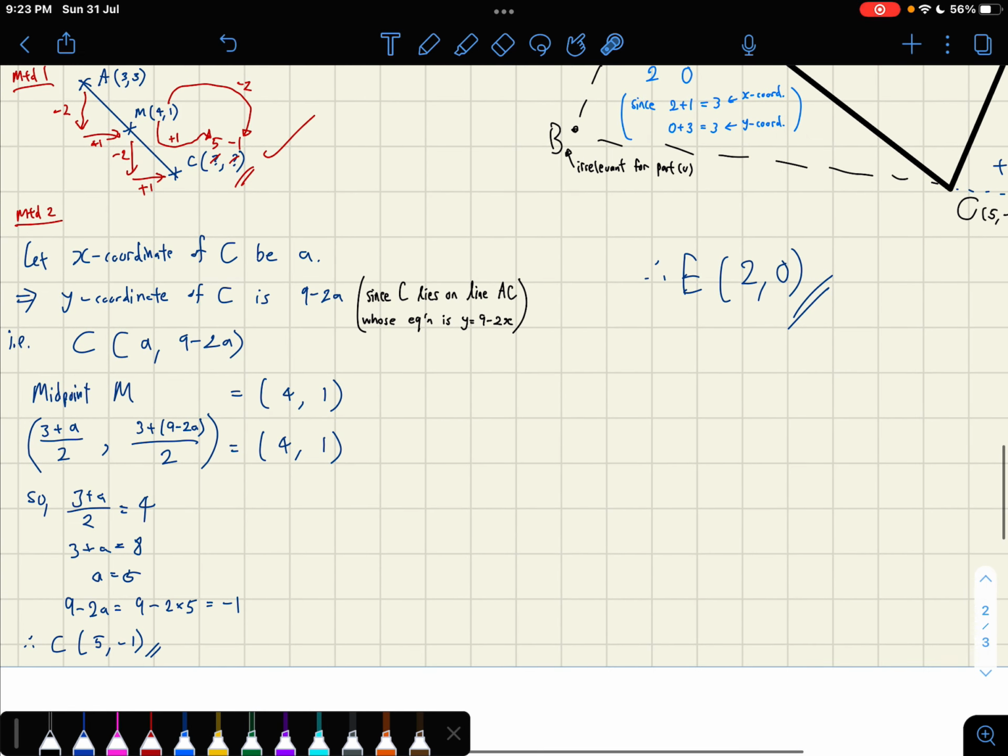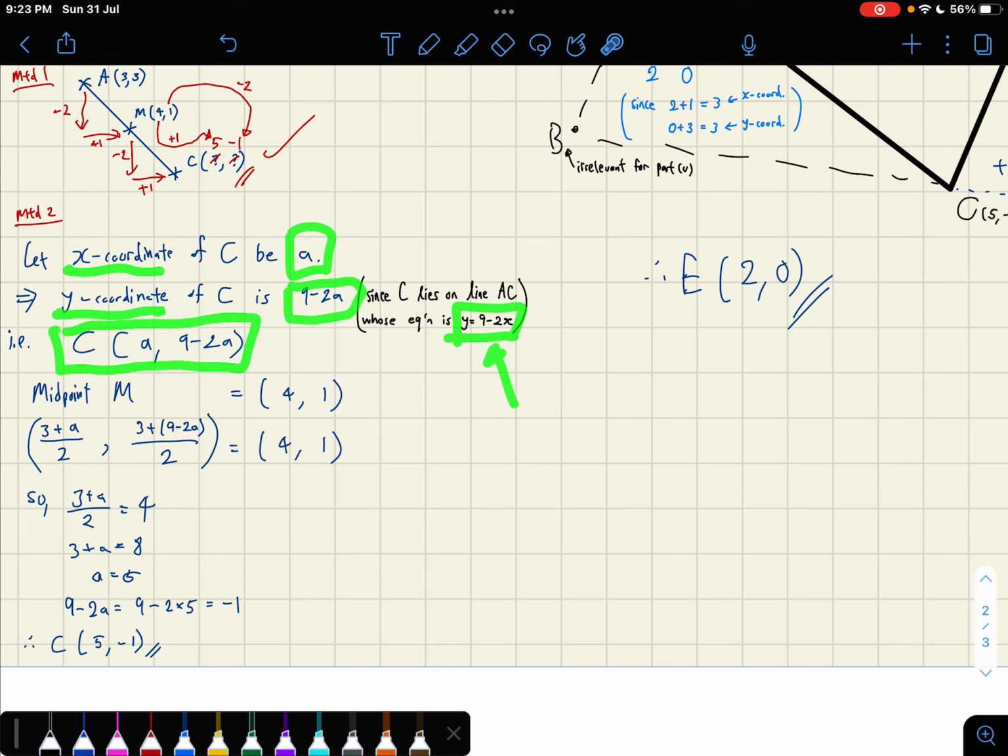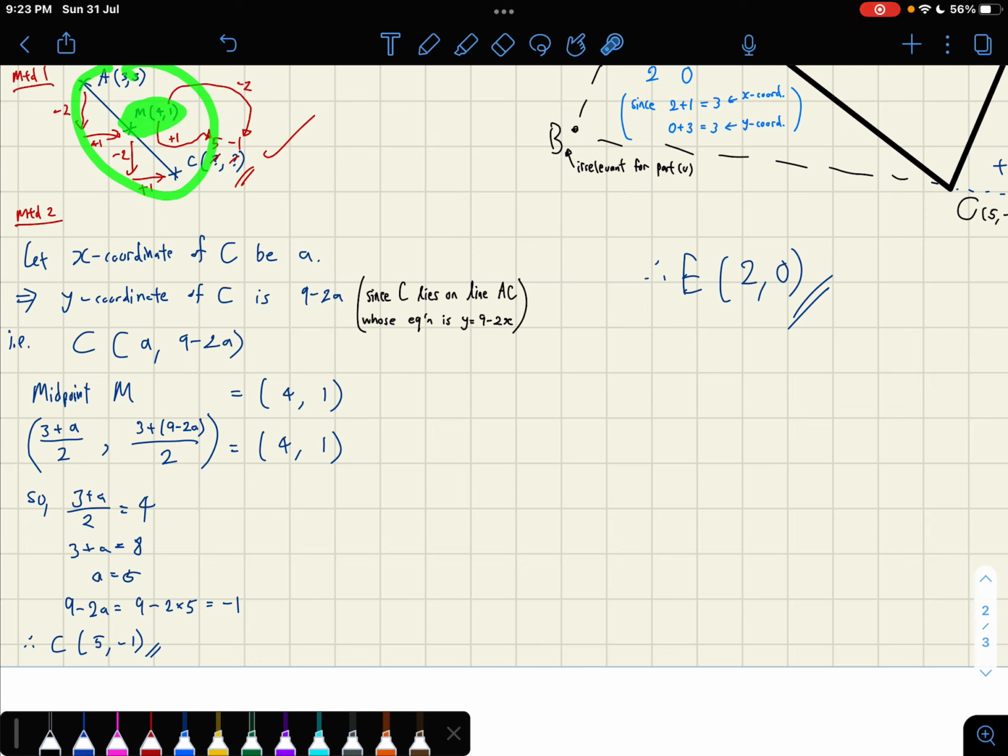For method 2, you let the x coordinate of C be a. Then in this case, since the point C lies along the line AC, we can use the equation of the line AC, y equals 9 minus 2x, substitute x with a, and you get y to be 9 minus 2a. So the x coordinate of C will be a, the y coordinate of C will be 9 minus 2a, i.e. C is (a, 9 minus 2a). So what else do we know? We know that M is the midpoint. From this picture, M is the midpoint of A and C.